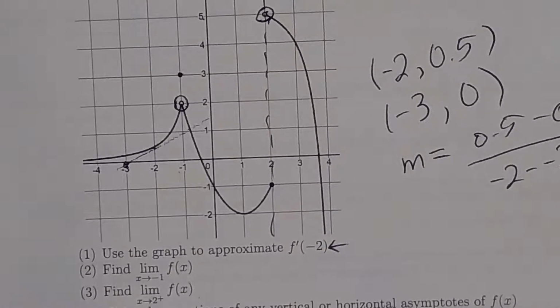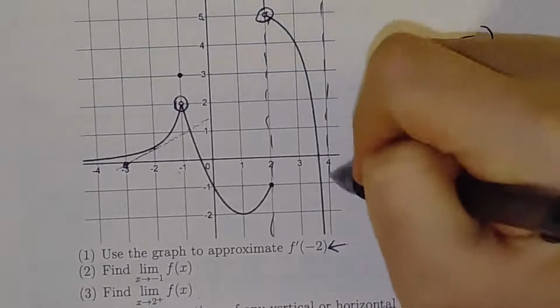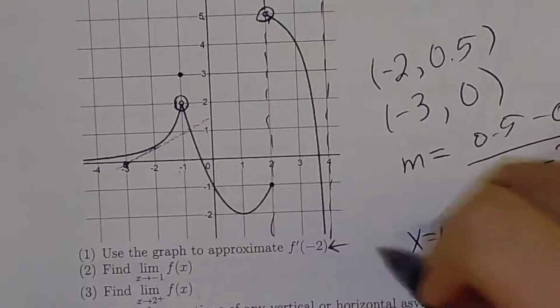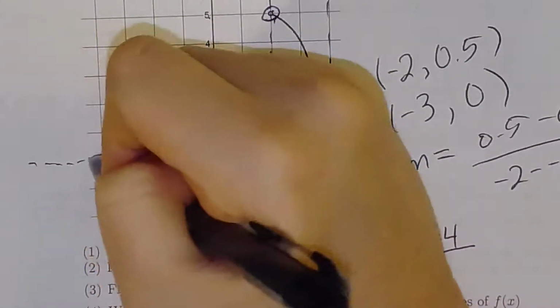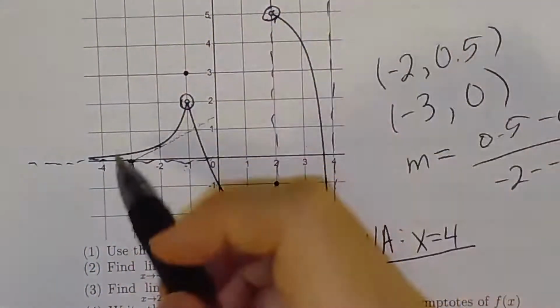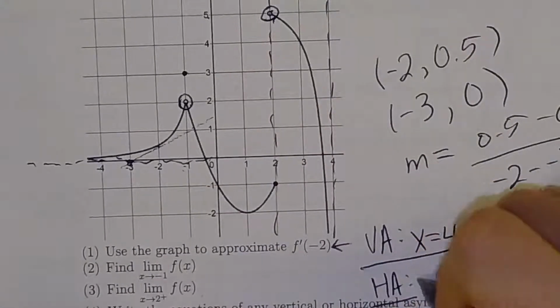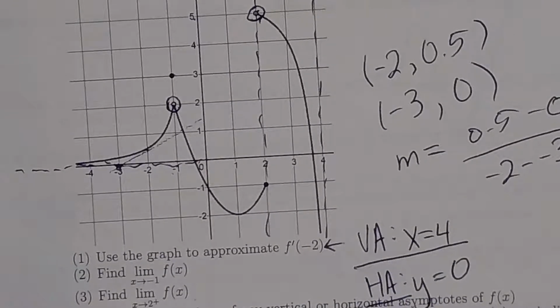So in this case, I see one vertical asymptote, which is here. That's x equals 4. And I see one horizontal asymptote, which is here. That's y equals 0. Those I really just have to read off the graph, making sure I know what vertical and horizontal asymptotes look like in the graph.